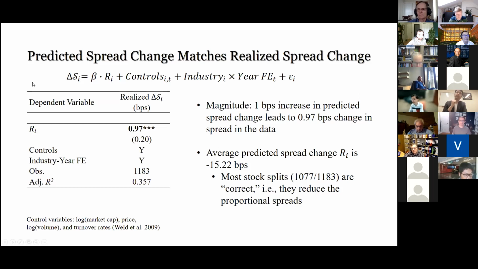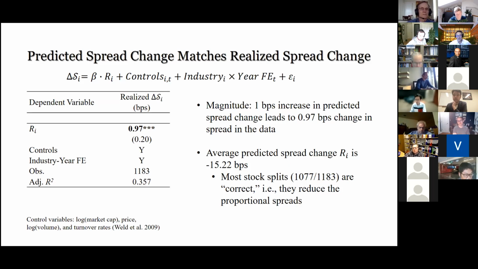So the dependent variable is the realized proportional spread change, and R is the predicted spread change. We find that a 1 basis point increase in predicted spread change using our model leads to a 0.97 basis point change in spread in the data. This is the first finding.